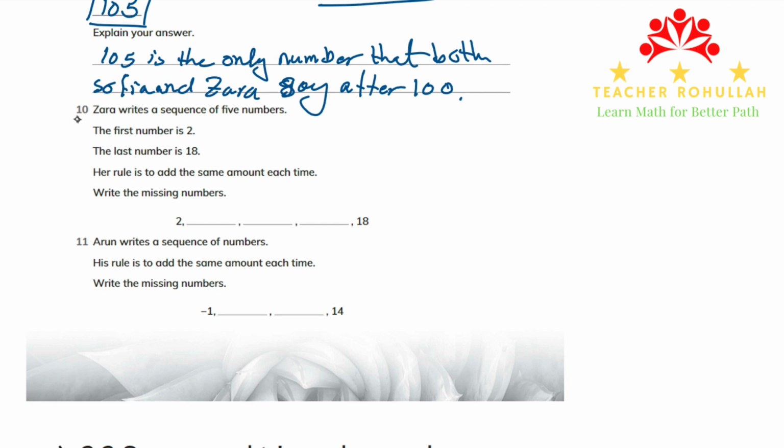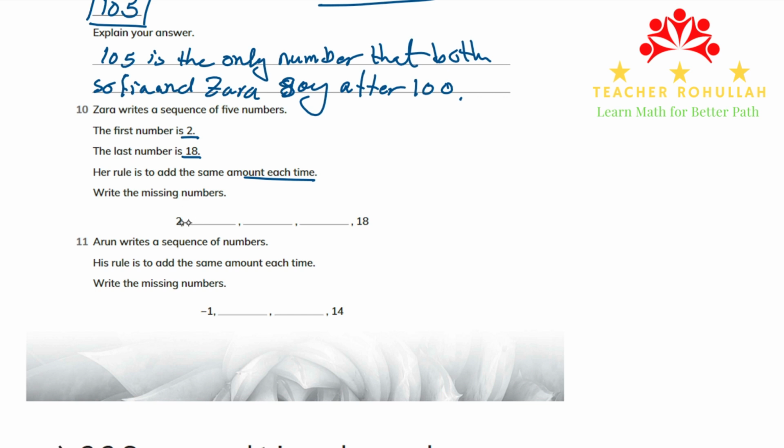In question number 10, it says, Zara writes a sequence of 5 numbers. The first number is 2. The last number is 18. Her rule is to add the same amount each time. Write the missing numbers. So we can have some possible numbers.